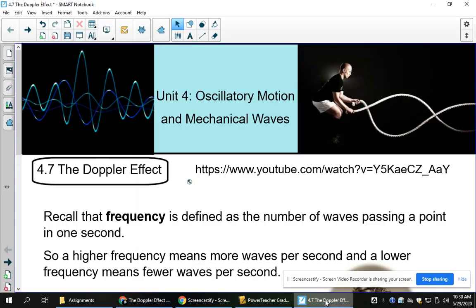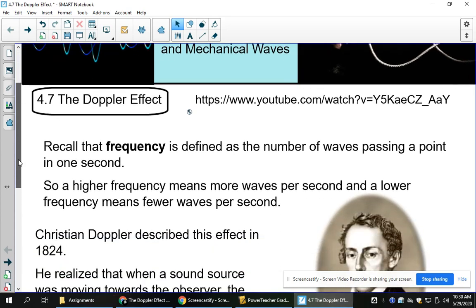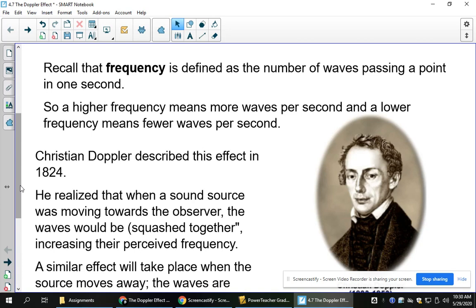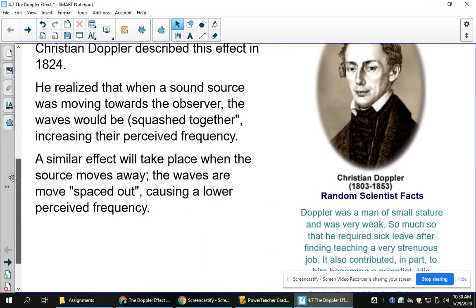So a little background, remember that frequency is the number of waves that pass a certain point in 1 second, oscillations per second. So the higher the frequency means more waves are passing a certain point per second, and lower frequency would mean less waves. So here's Christian Doppler, and 1824 is when he described this effect. He realized that when a sound source was moving towards the observer, i.e., your car moving towards the police officer, the waves would be squashed together, increasing their perceived frequency. So if the waves are squished together, then it looks like more waves are happening per second.